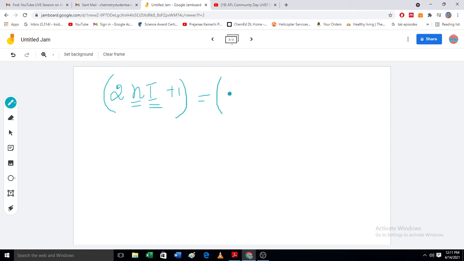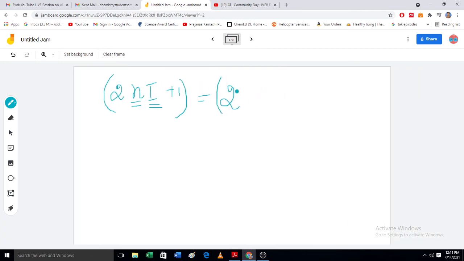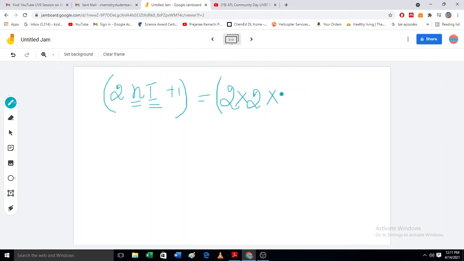So here, how many nitrogens are there? This is 1 and this is 2. So you have 2 into 2, into the I value, which is equal to 1 for nitrogen as we know, plus 1. So this gives 4 plus 1, which is equal to 5 lines.